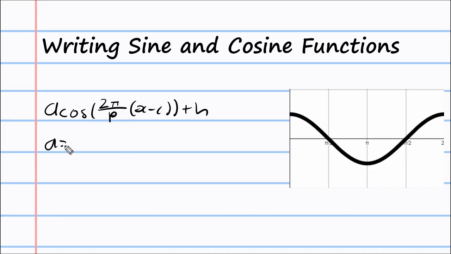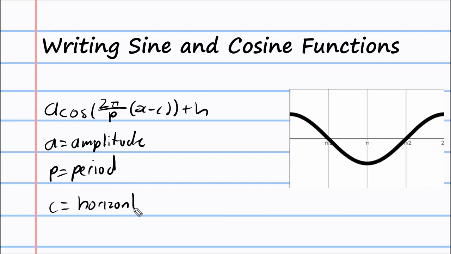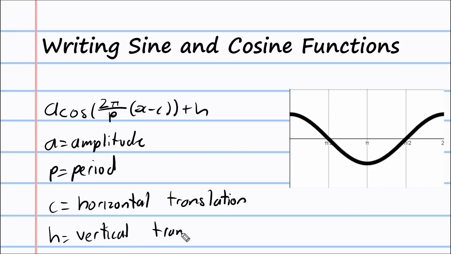All right. So again, a is the amplitude. p is the period. c is the horizontal translation. And h is the vertical translation. So these are all the different components of the standard form for sine and cosine functions.